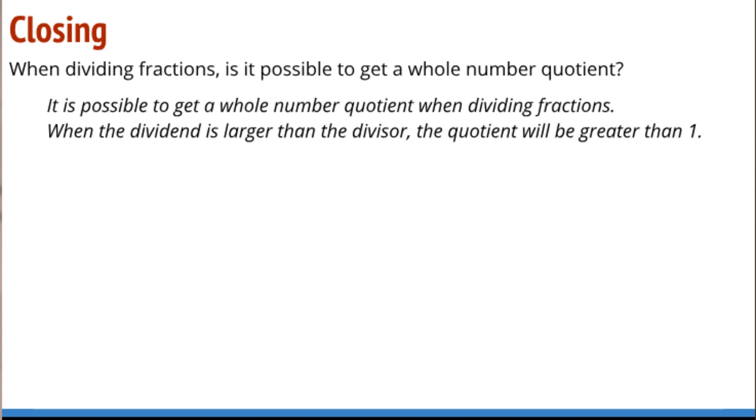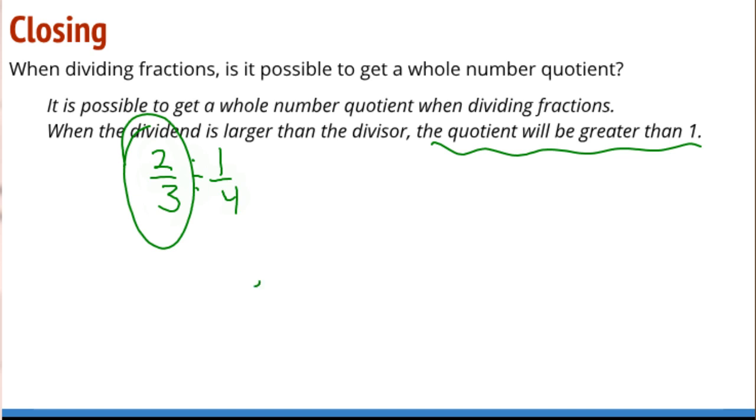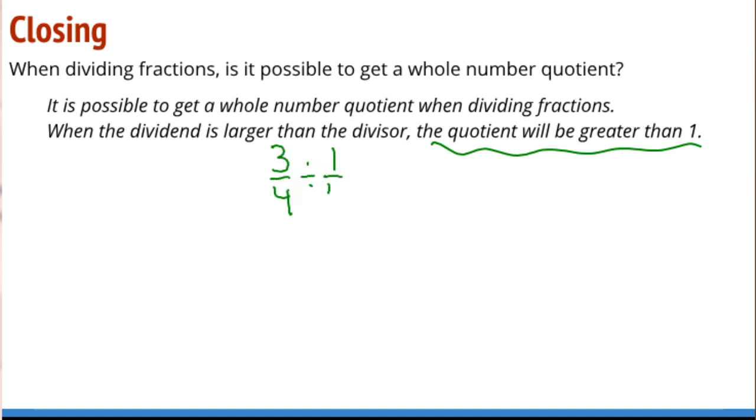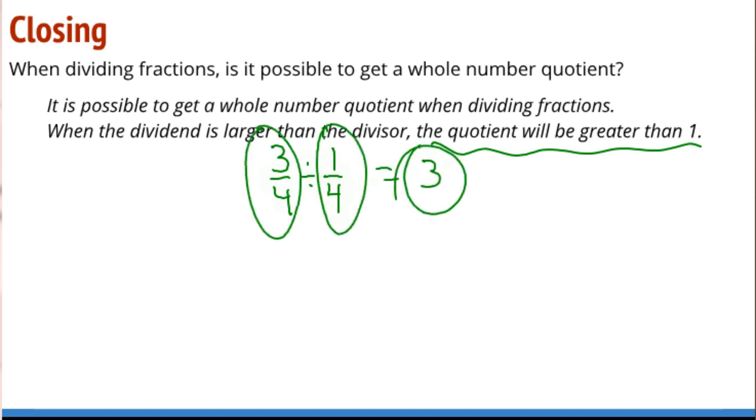When the dividend, 2/3 divided by 1/4, I am going to get a quotient that is greater than 1. When the dividend is greater than the divisor, I will get a quotient greater than 1. So I can get some mixed numbers in there. I can even get some whole numbers. 3/4 divided by 1/4, dividend greater than the divisor, the quotient is greater than 1, and on top of that, it is a whole number with no remainder.